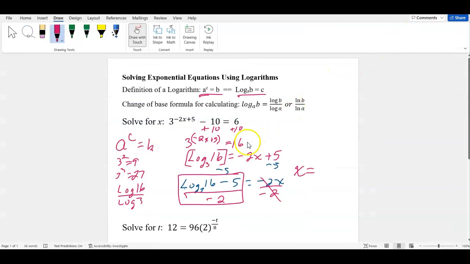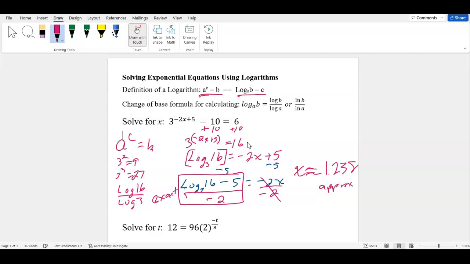So I'm just going to approximate that, and of course 1.238 is just an approximate answer. This is our exact answer over here, right? And this is an approximation.